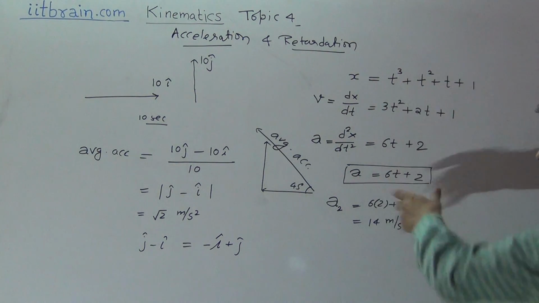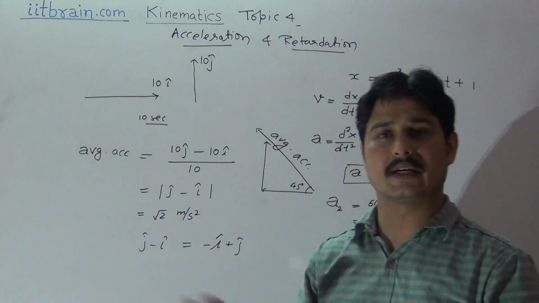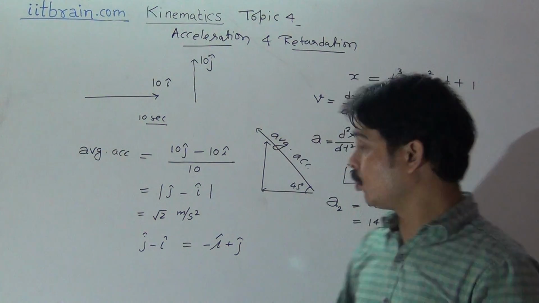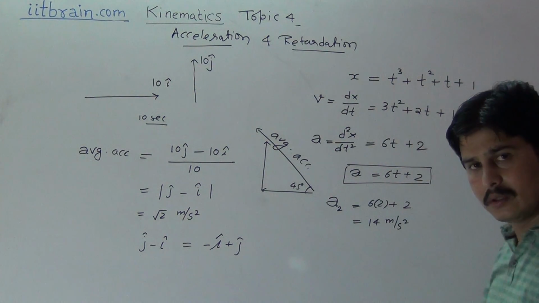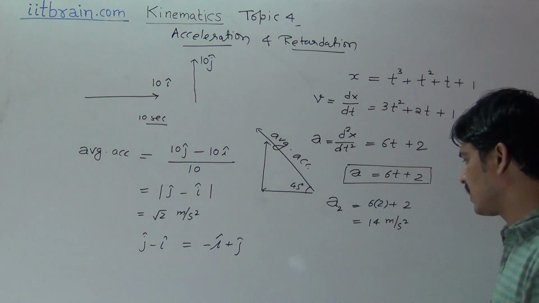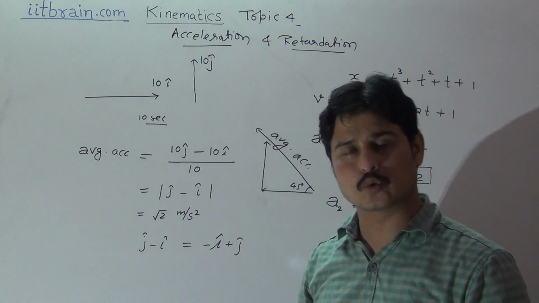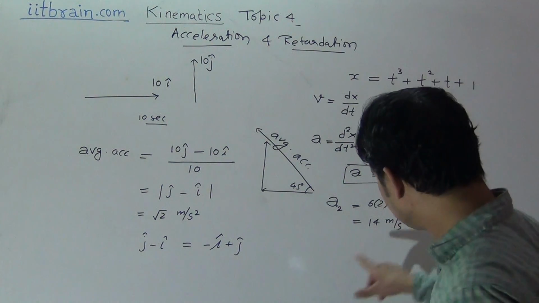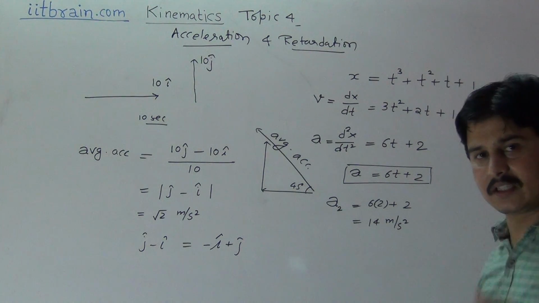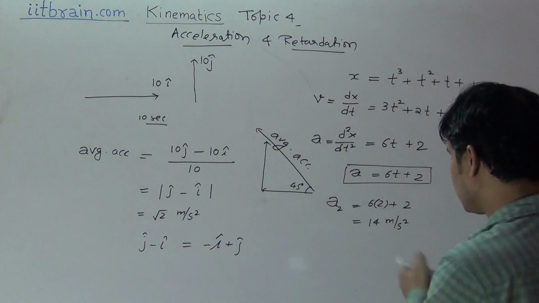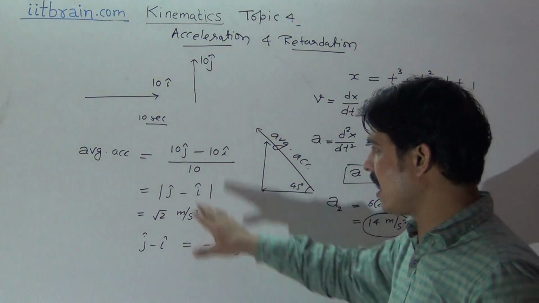But this is the question in which we need to calculate acceleration after exactly 2 seconds. So if we differentiate this twice, you will get a is 6t plus 2, and on taking t equal to 2 seconds, it will be 14 meter per second square. So the acceleration of the particle is 14 meter per second square after 2 seconds. This is the acceleration at a particular instant, after 2 seconds, so it is known as instantaneous acceleration. It is instantaneous acceleration, and this is average acceleration.